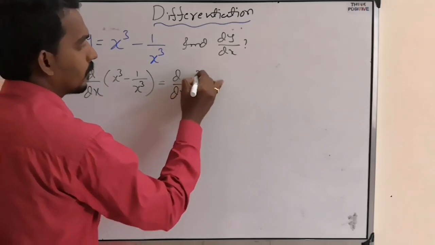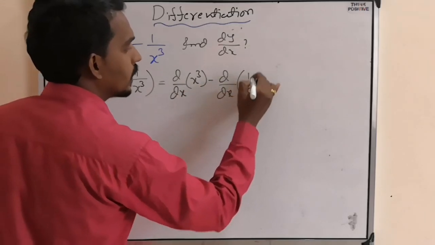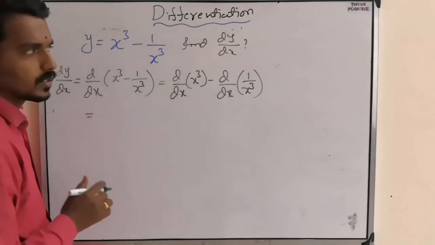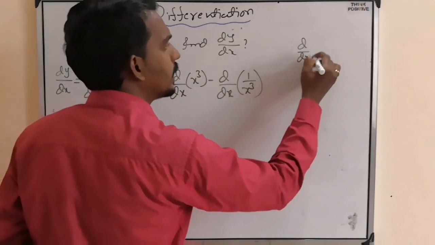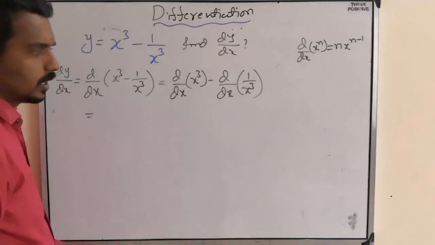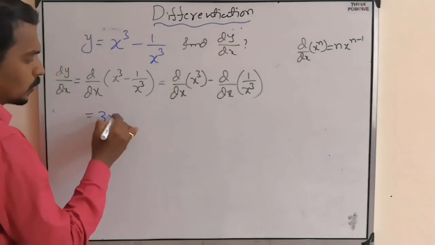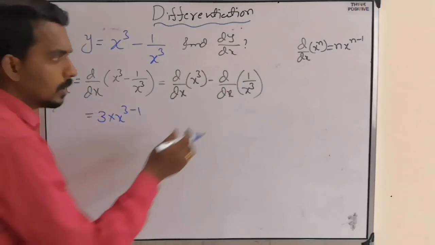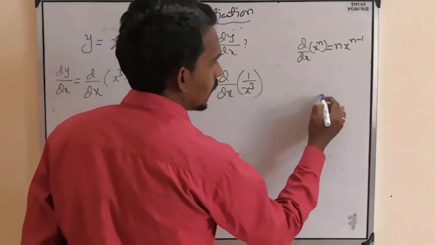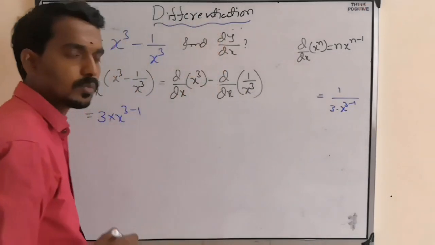D by dx of x cube minus d by dx of 1 by x cube. Then d by dx of x cube, we have the formula d by dx of x power n equal to n into x power n minus 1. You can apply directly because it is in the form. Then 3 into x power 3 minus 1. But this is not in the form. But many times students do like this: they will take 1 by, in the denominator they will apply 3 into x power 3 minus 1. Wrong.